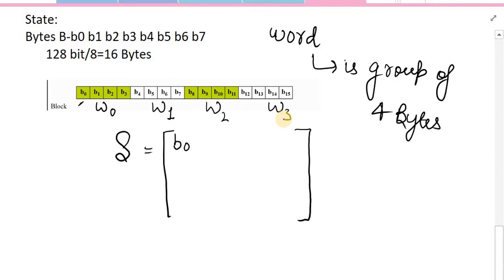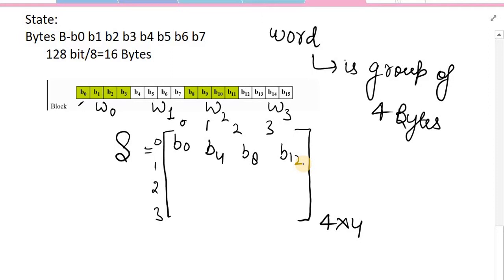So the first matrix is a matrix of 4 cross 4, because we have 16 bytes here: 4 rows and 4 columns. The first byte of word 0 will be placed here, then the first byte of the second word will be placed here, the first byte of the third word will be placed here, and the first byte of the fourth word here. In this way we have to fill all of the entries.